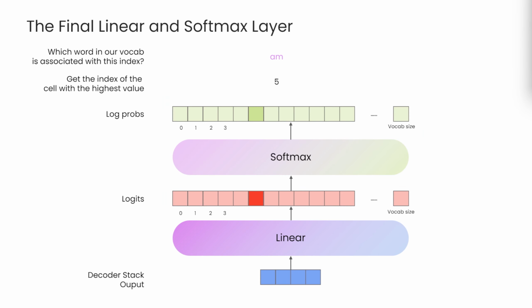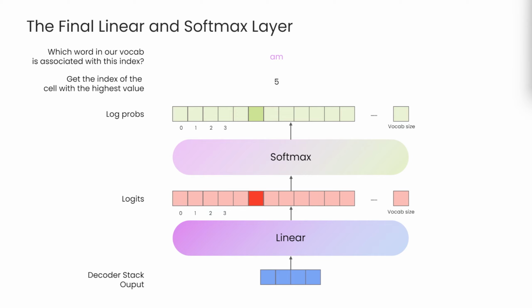Once the decoder stack generates a float vector, the challenge is converting it into a word. This task is handled by the linear layer followed by the softmax layer. The linear layer is a dense neural network that maps the decoder's output to a large vector known as the logits vector. For instance, if the model has learned 10,000 distinct words, the logits vector will have 10,000 elements, each corresponding to a word's score based on the model's training.